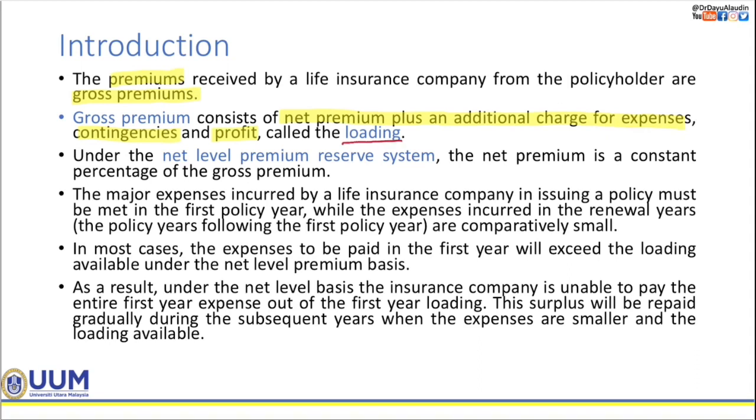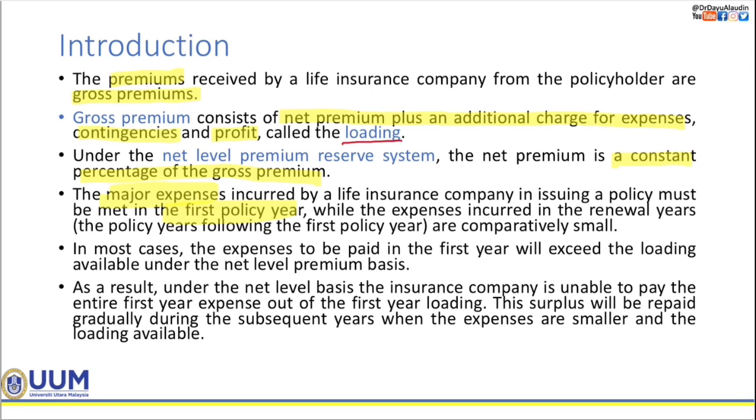Under the net level premium reserve system, the premium is a constant percentage of the gross premium. The major expenses incurred by a life insurance company in issuing a policy must be met in the first policy year, while the expenses incurred in the renewal years, the policy years following the first policy year, are comparatively smaller than the expenses in the first policy year.